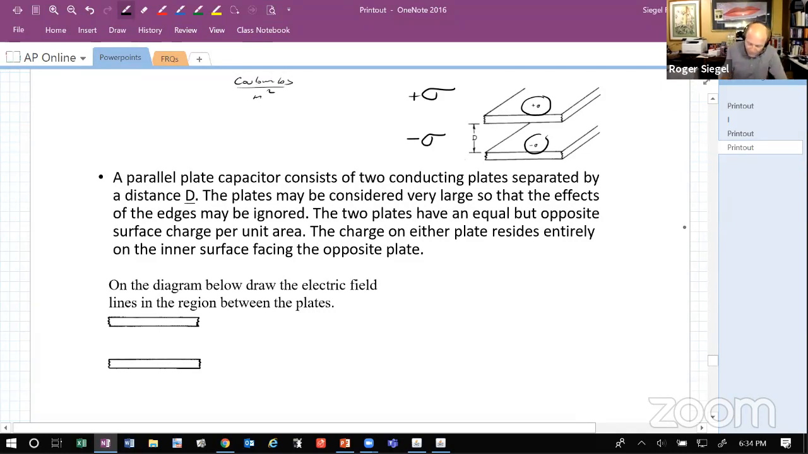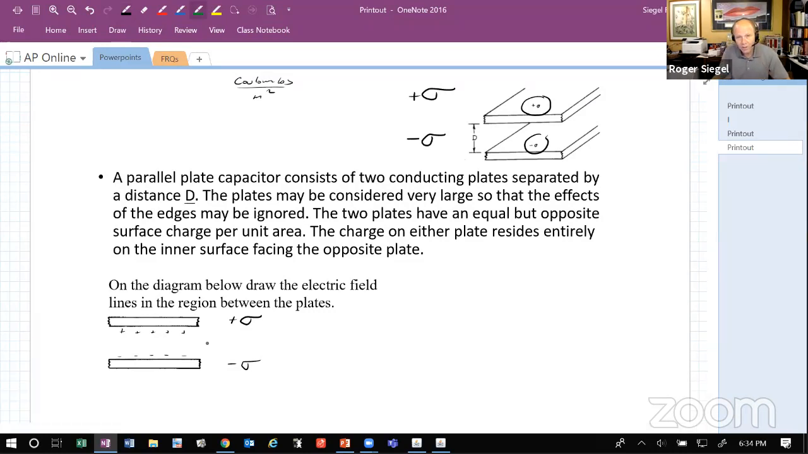All right. So I'm going to write that over here. This is my plus sigma, and this is my minus sigma. And I'll even remind myself that they said these positive charges are all residing on the inside surface. So I'll draw that. And then what is my electric field?